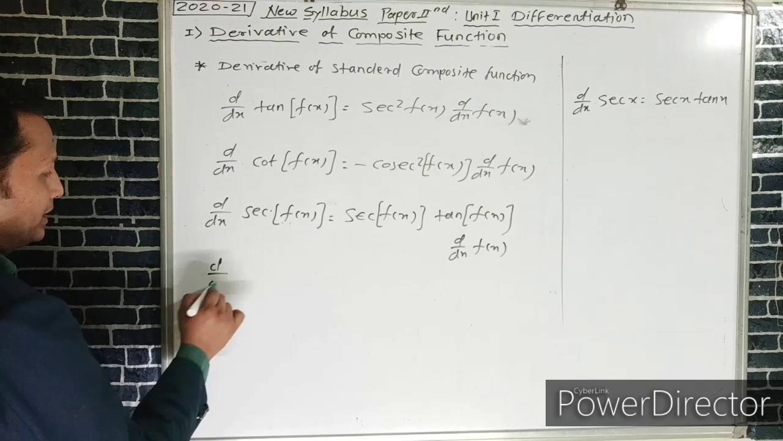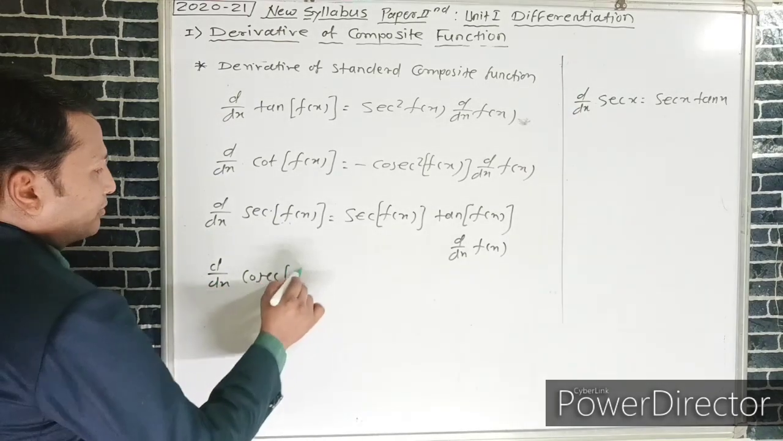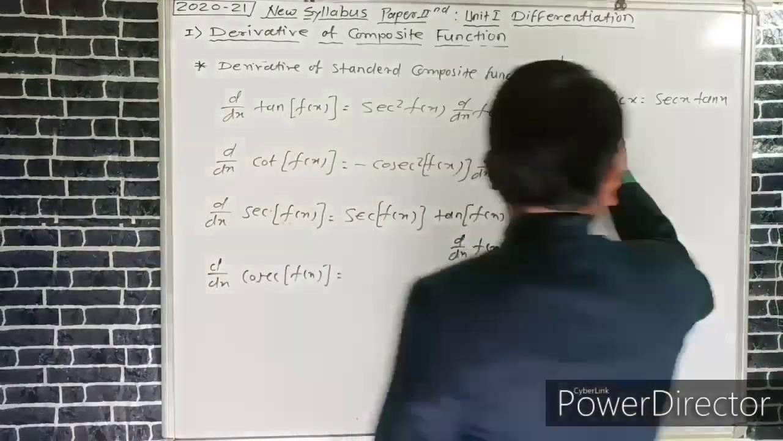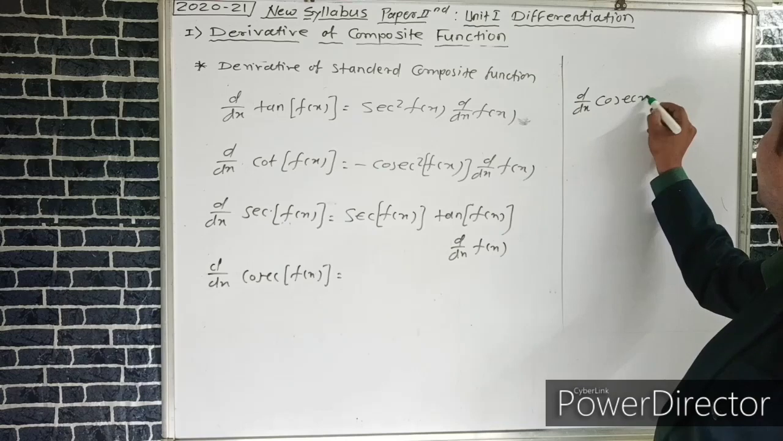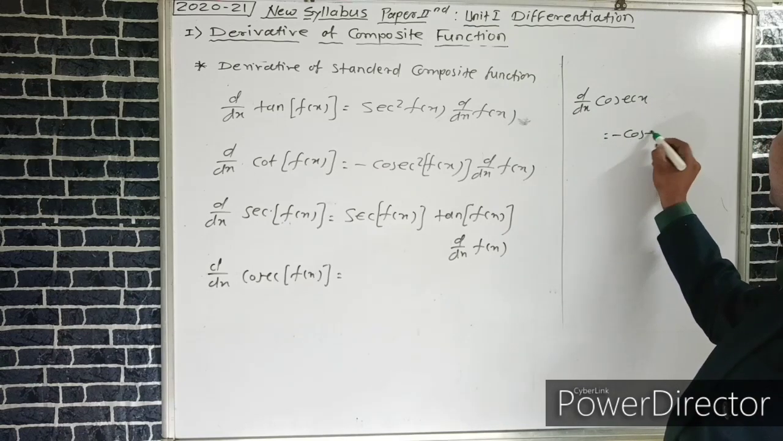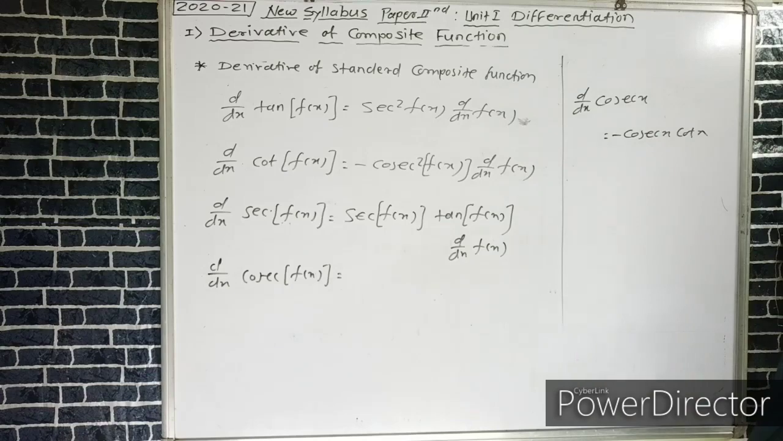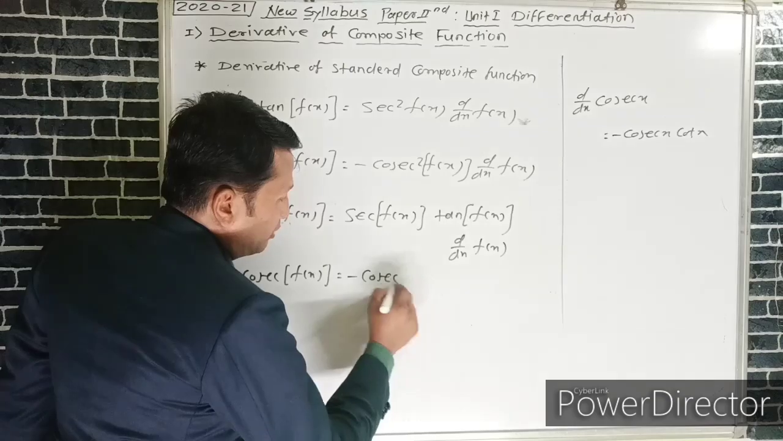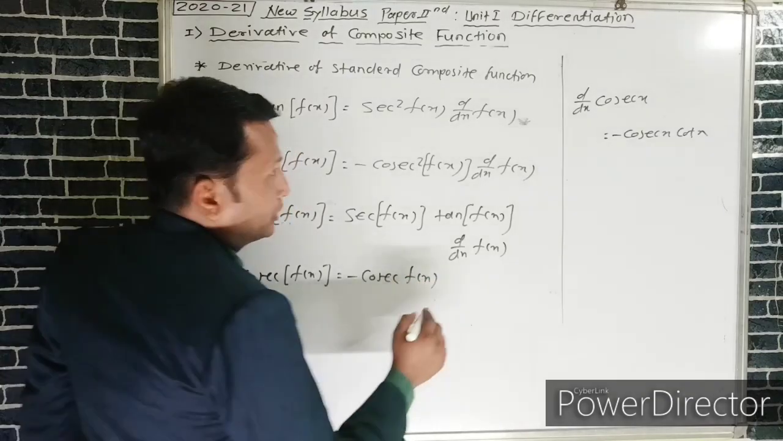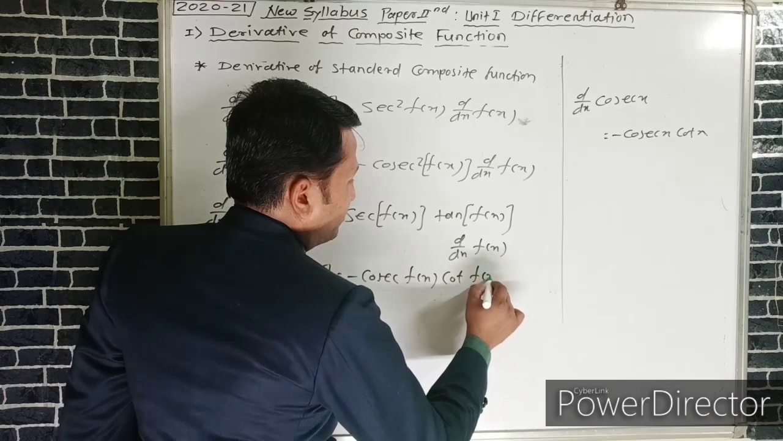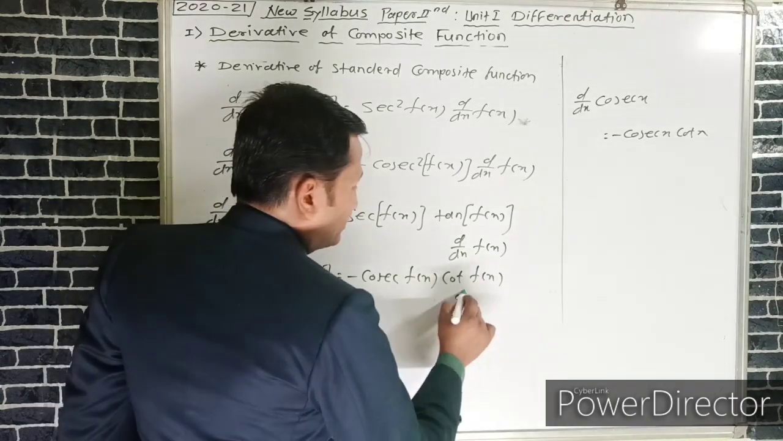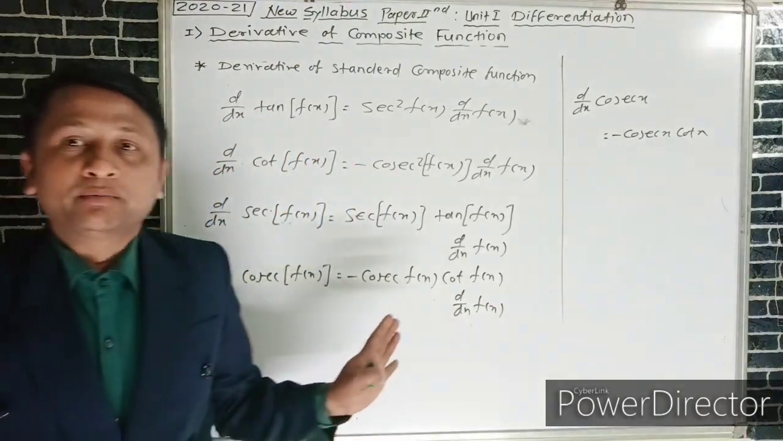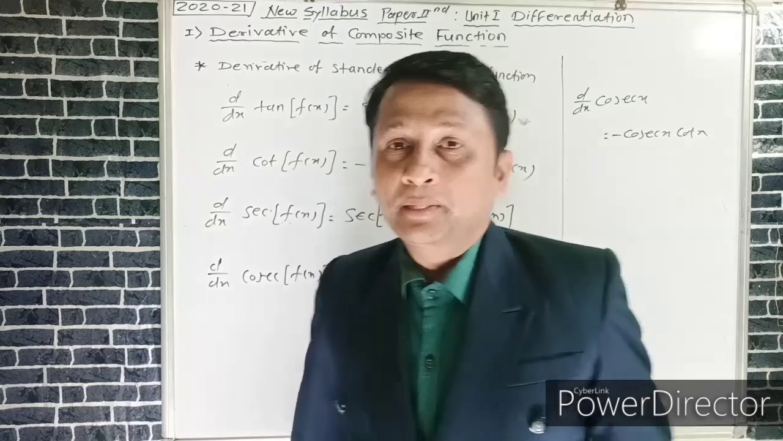After that, the derivative of cosec of f of x. We know that the derivative of cosec x is equal to minus cosec x into cot x. Hence, we can write the derivative of cosec of f of x is minus cosec of f of x into cot of f of x, and we take again the derivative of f of x, which is the required derivative of some standard composite functions.